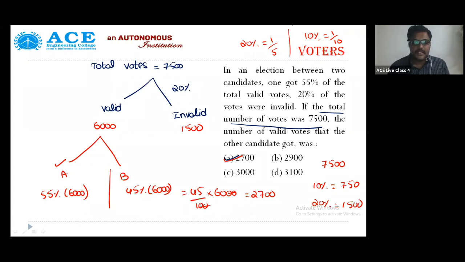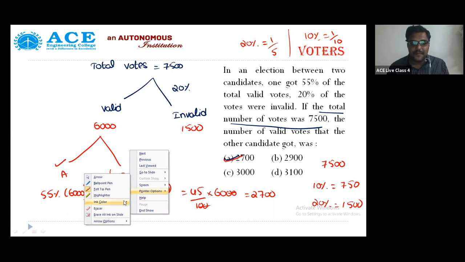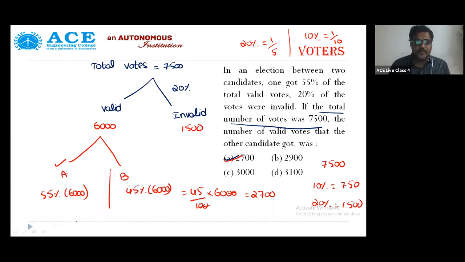Fine. That 6,000 we should split. 55% this candidate got means remaining votes should be for the other candidate, right? Or else how to calculate 55%? See, you can do 55% directly without doing this multiplication and all.